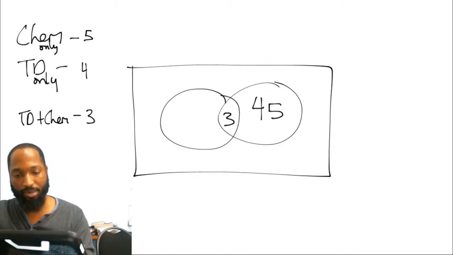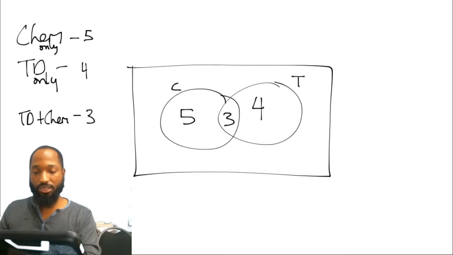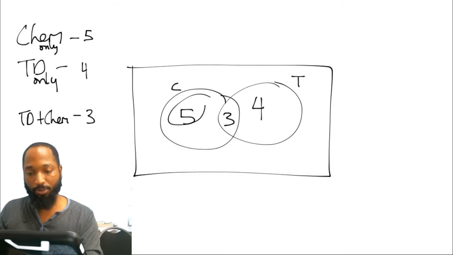Like put the Chem on that side, right? TD, you go so. C for Chem, this for TD. Everybody understand that? So this is how many people doing both. This is how many people doing Chem only. This is how many people doing TD only.